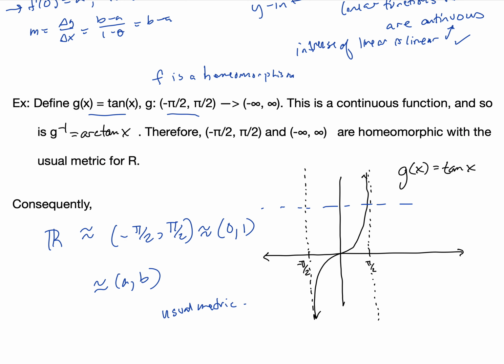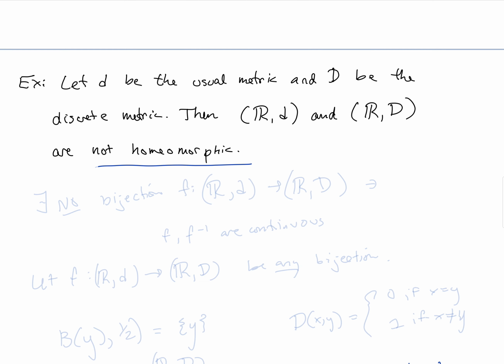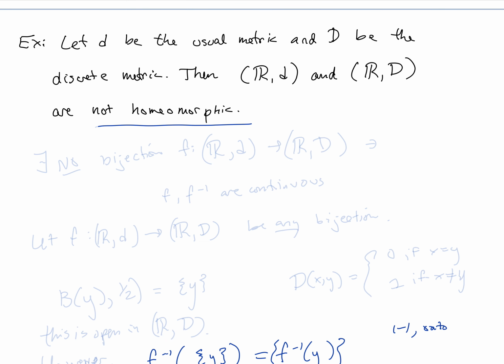As one more example, let's let d be the usual metric and capital D be the discrete metric. Then the real numbers with the usual metric and the real numbers with the discrete metric are not homeomorphic. One way we could show that these are not homeomorphic spaces is to show that there can be no continuous function. Not homeomorphic means there is no bijection F mapping the real numbers with the usual metric to the real numbers with the discrete metric, such that F and F inverse are continuous. Showing that two spaces are homeomorphic means there is some bijection with these properties. Showing that two spaces are not homeomorphic means showing that there is no such function.